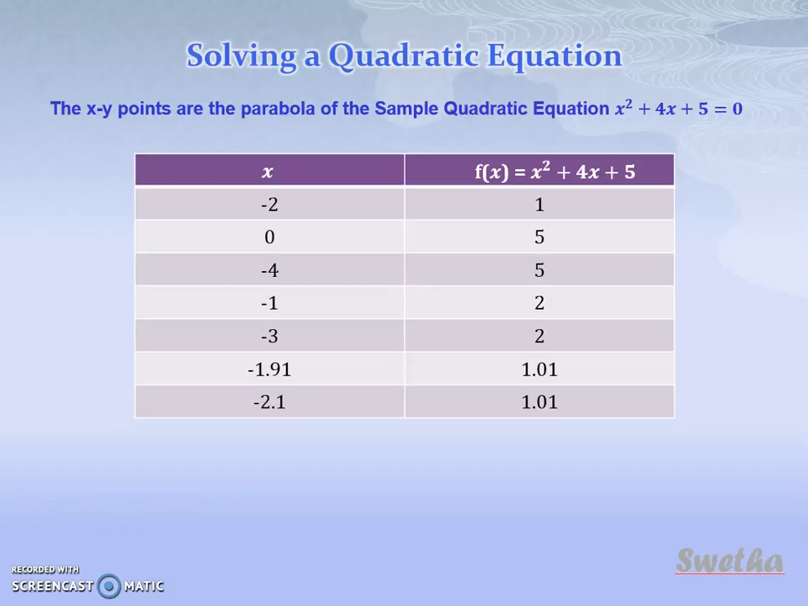An example could be 0 as x, and we can plug it into the equation, and that would make 0 squared plus 4 times 0 plus 5 is equal to 0. That would make 0 plus 5, which will get us 5. From this table, we can see when we get 0 as x, we get y as 5.